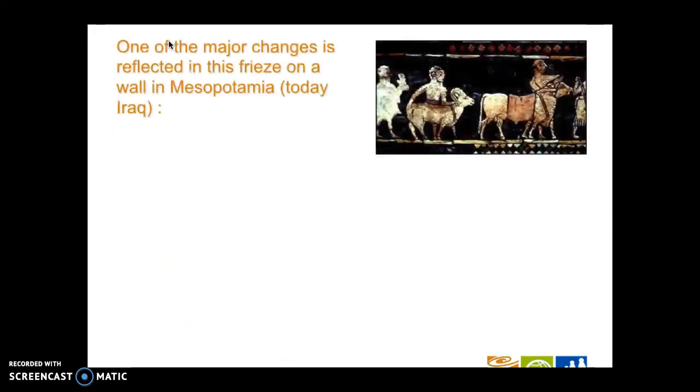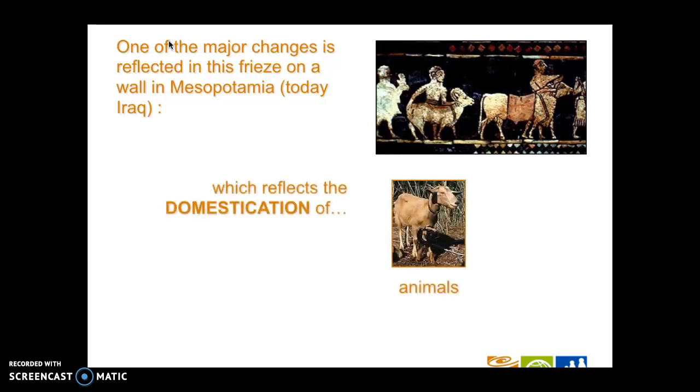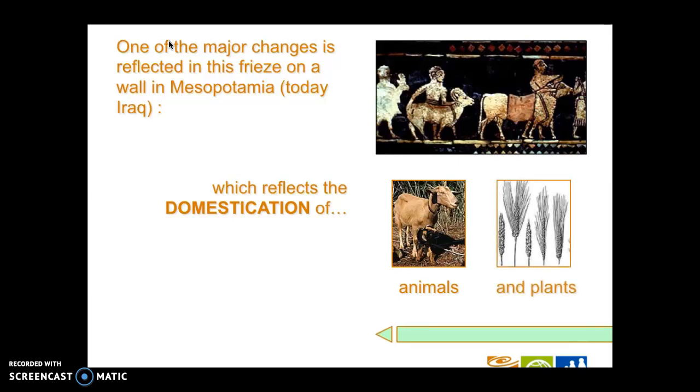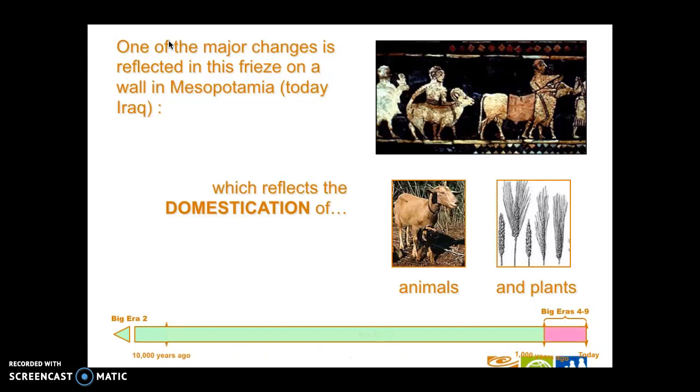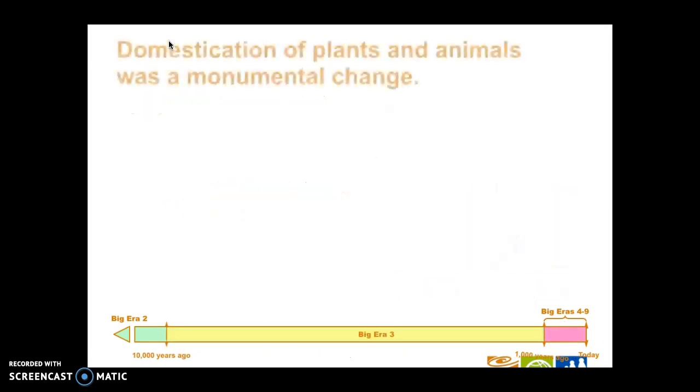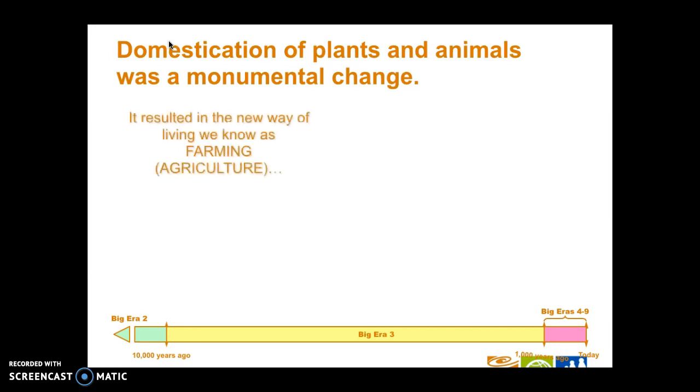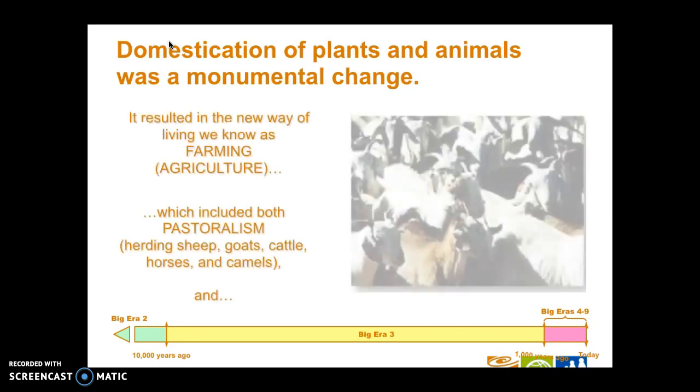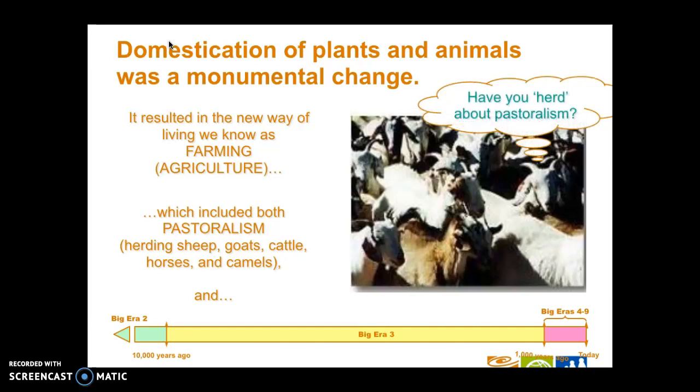So here we go. Okay, so one of the major changes that's going to occur is reflected in this particular frieze, which was found on a wall in Mesopotamia, which is today Iraq. And that is that it reflects the domestication of two things. One, animals, and two, plants. Okay, so the domestication of plants and animals was a monumental change. It resulted in a completely new way of living, known as farming.